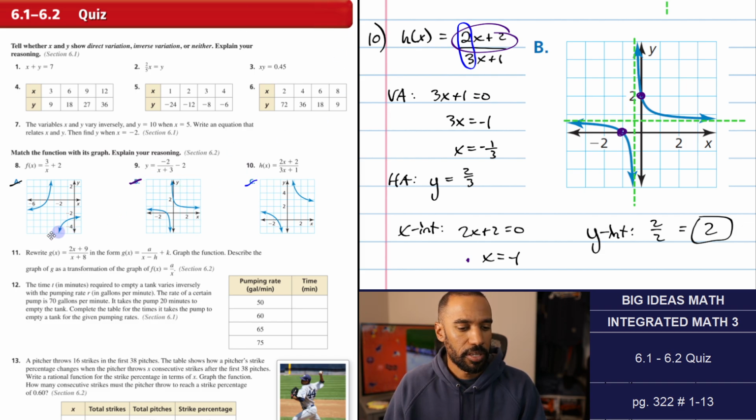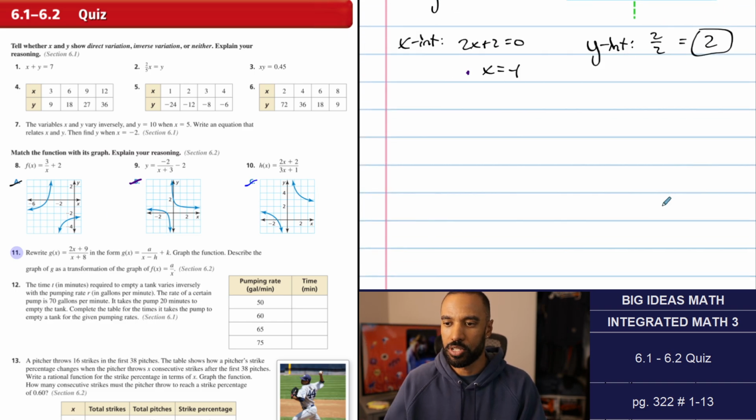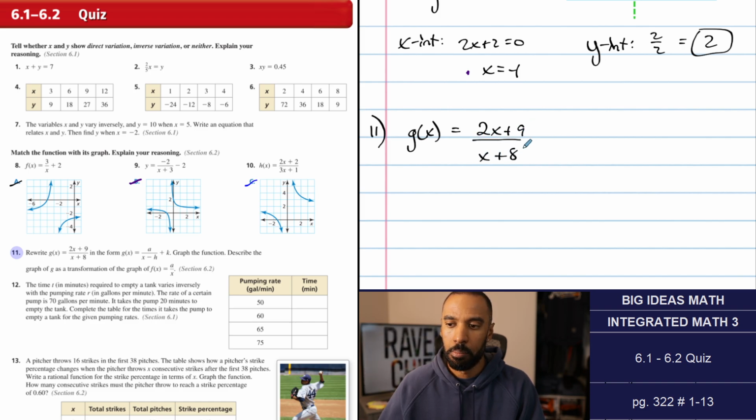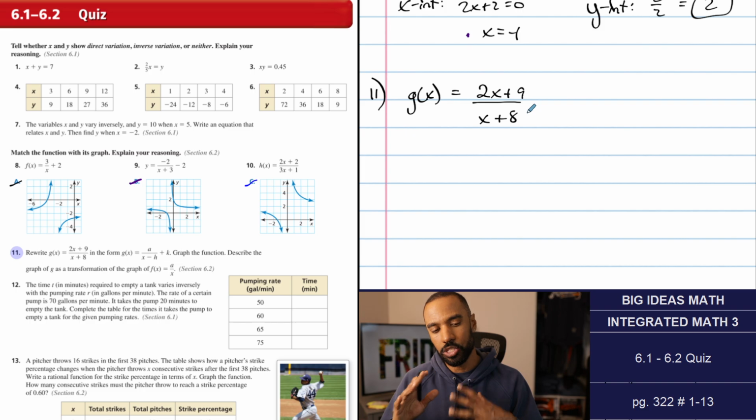Number 11. Okay, number 11 is an example of rewriting something in the form. Let's see if these are actually pretty clean numbers. I'd like for them to be. So this time we're going to take something that is of this original appearance. Whether or not you choose to do the graph on this is going to be up to you. But because they're forcing us, they say write it in this graphable form.